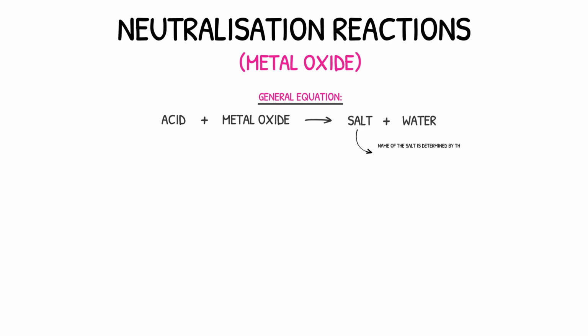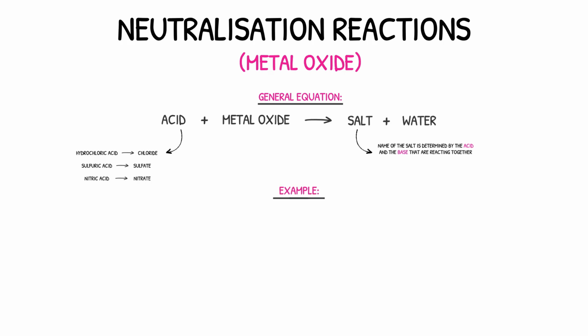The name of the salt produced during the reaction is determined by the base and the acid that are reacting. If hydrochloric acid is used in the reaction, then the salt produced will be a chloride. If sulfuric acid is used in the reaction, then the salt produced will be a sulfate. And if nitric acid is used in the reaction, then the salt produced will be a nitrate.